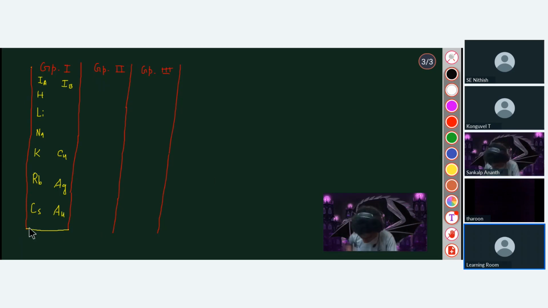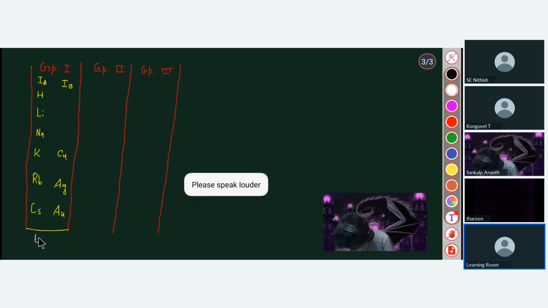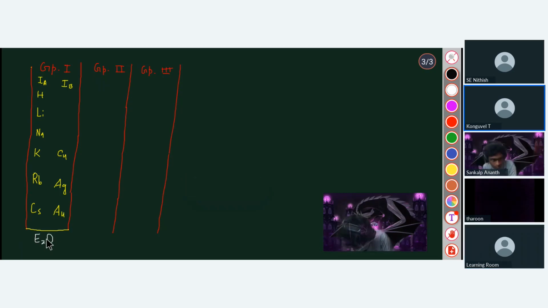So what he told is that the group first elements form oxides which have the general formula E2O, where E is the element. For example, what will be the oxide formed by hydrogen? It will be H2O. What will be the oxide formed by lithium? That will be Li2O. And by sodium? It will be Na2O. Sodium's symbol is Na. Potassium will be K2O.